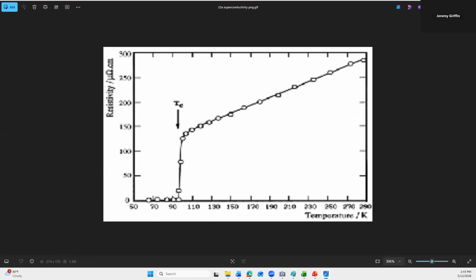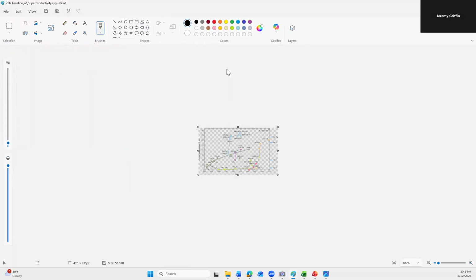Well, let me see if I can open this in Paint, possibly. Open with okay, maybe a little better. Let's see what this looks like.